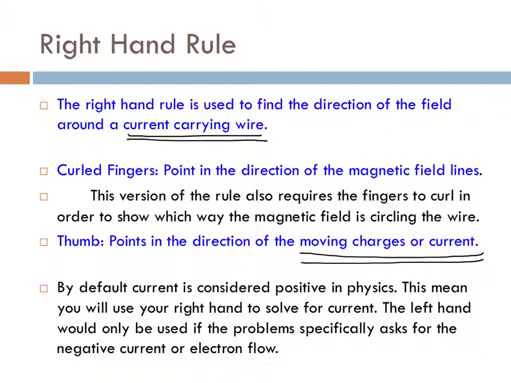Remember that in circuits, we said by default, current is considered positive in physics, meaning that it's going from the positive plate to the negative plate. We're pretending that protons are moving. So we'll see more examples in just a second.